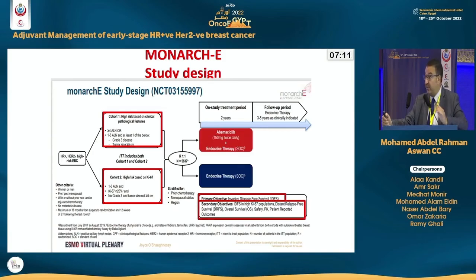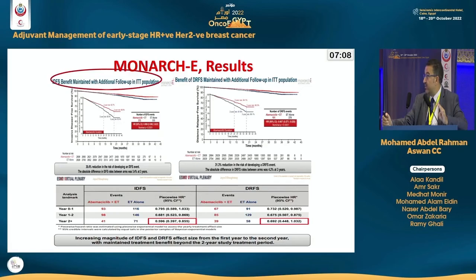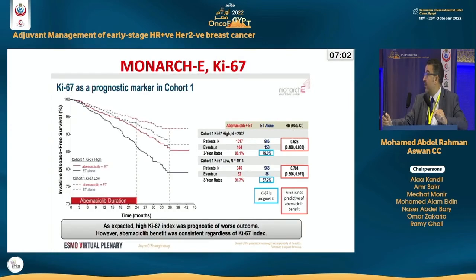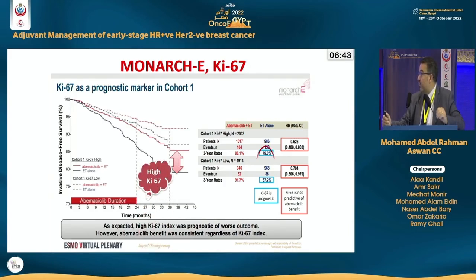Secondary endpoint is the effect of Ki-67. For the primary endpoint, the study was positive and the effect extended beyond 2 years. For the secondary endpoint, the role of Ki-67, as you see, the dotted lines are much better than the continuous line because Ki-67 is a good prognostic factor in this situation. But its role as a predictive value for the response to abemaciclib, or benefit from abemaciclib, was negative. Both groups with high Ki-67 or low Ki-67 at a cut point of 20% gained benefit from addition of abemaciclib as adjuvant treatment to endocrine therapy in these high-risk patients.